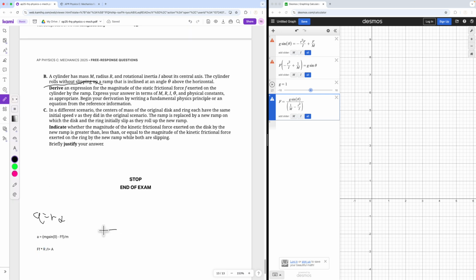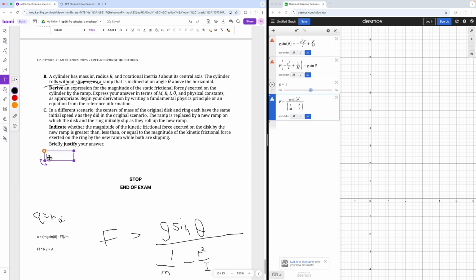So I'm just going to write it quickly here. F equals g sine theta divided by 1 over m minus r squared over I. Well, that's the force of friction for part B.